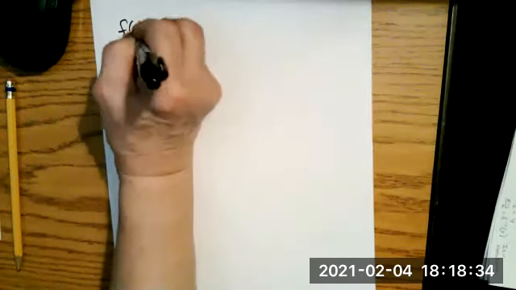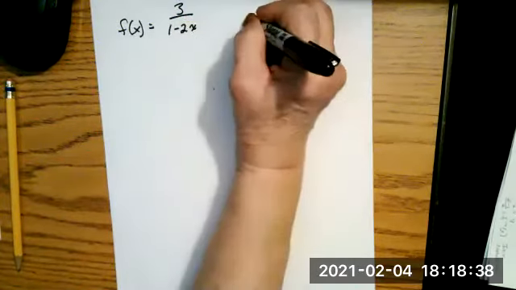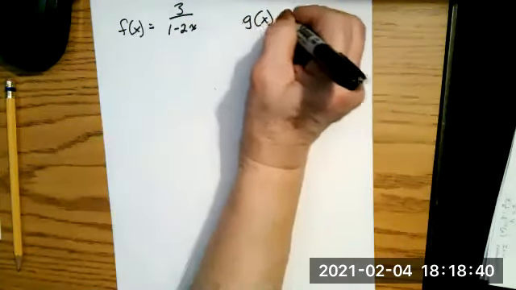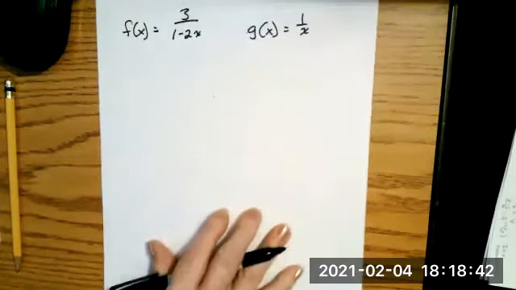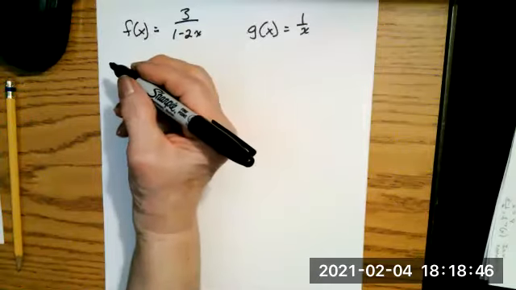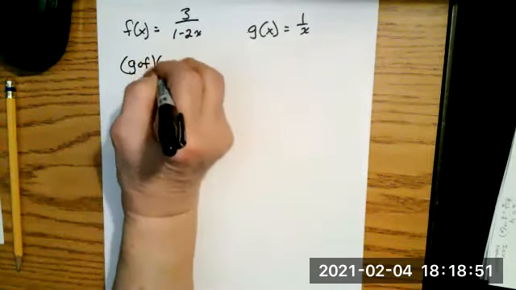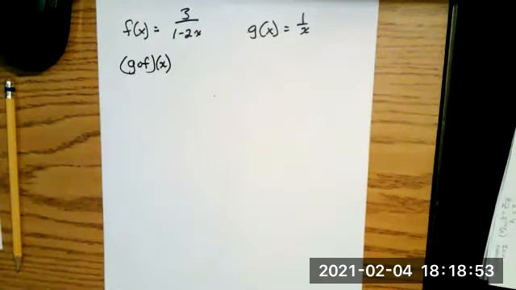All right, let's go the other way. Because this problem was a problem the other way as well. F of x is 3 over 1 minus 2x was the f function. G of x was 1 over x. And this time we're going to go g composed with f of x. Okay?